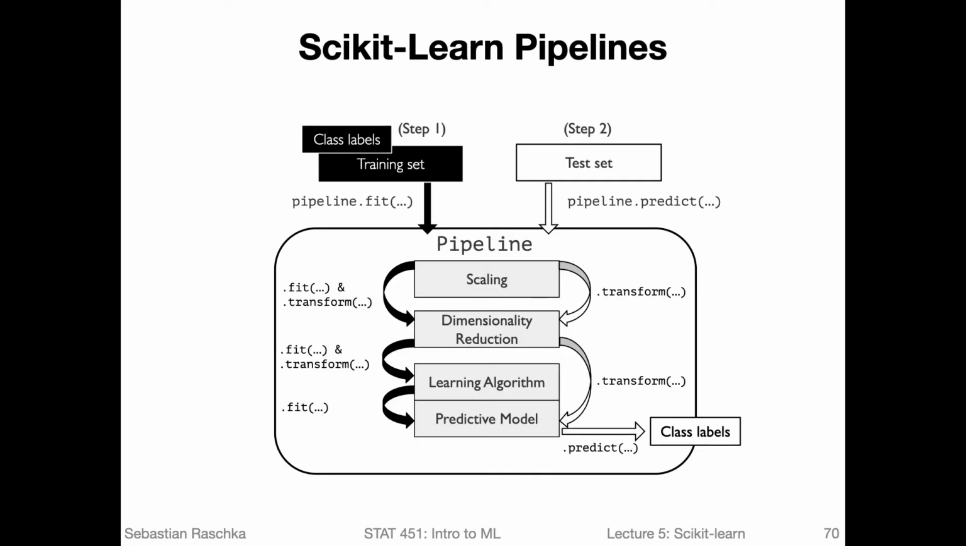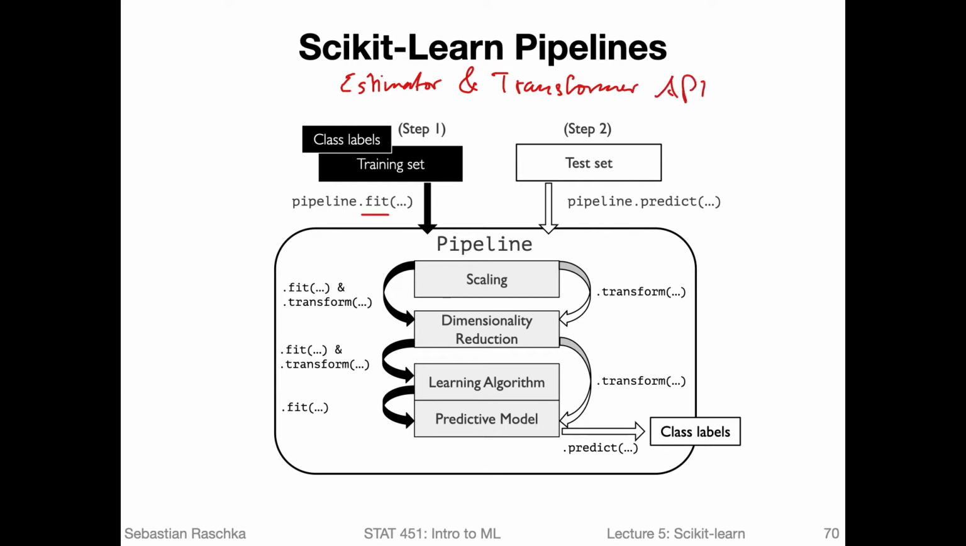So here's an outline, a flowchart of how pipelines work. I won't go over all the details now. I will show you this flowchart again after I showed you an example of a pipeline. But in a way, you can think of a pipeline as an estimator and transformer API.